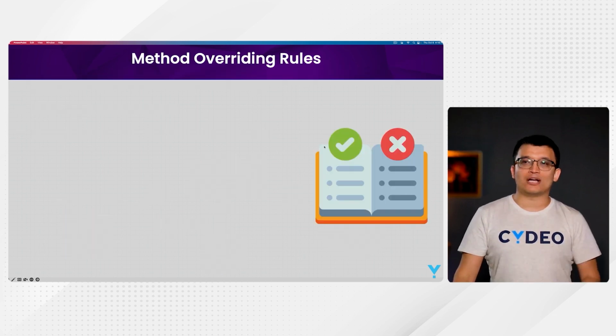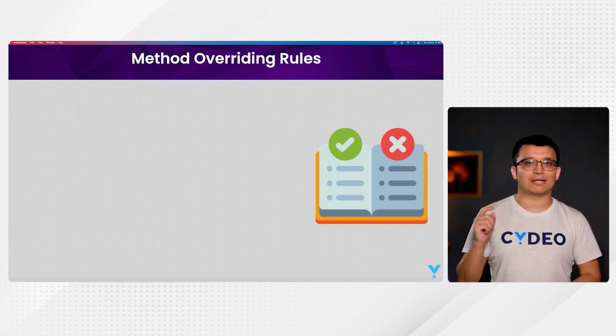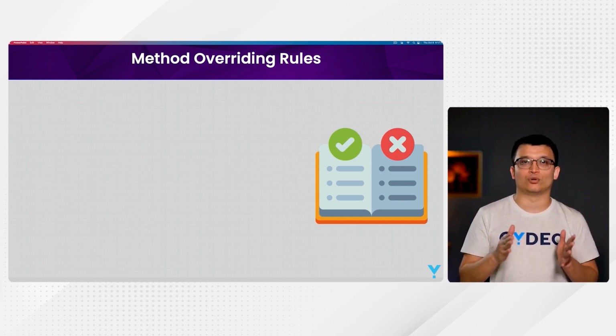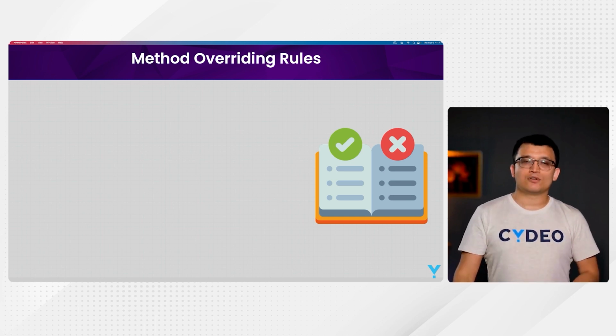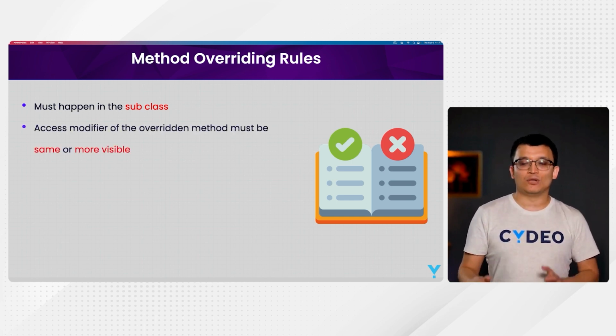And when you override the method, there are some certain rules that you must know. As for method overloading, any method you could overload, but for method overriding, it is not the same. So the first rule of method overriding is it must happen in the subclass. Is-a relationship is a must.